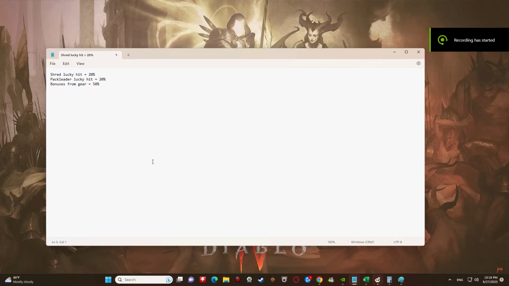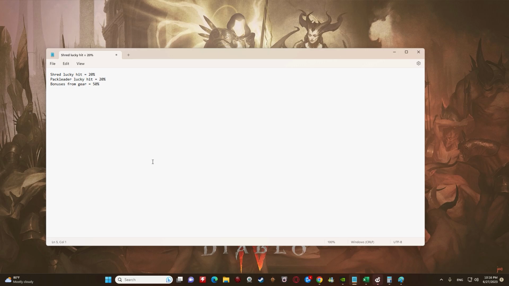Hello everybody, today I just wanted to talk about lucky hit chance, how it is calculated, so you can better understand its function and what happens whenever you put those lucky hit chance bonuses on the gear, right? So first off, lucky hit chance is very simple. It's a three-step equation, okay?